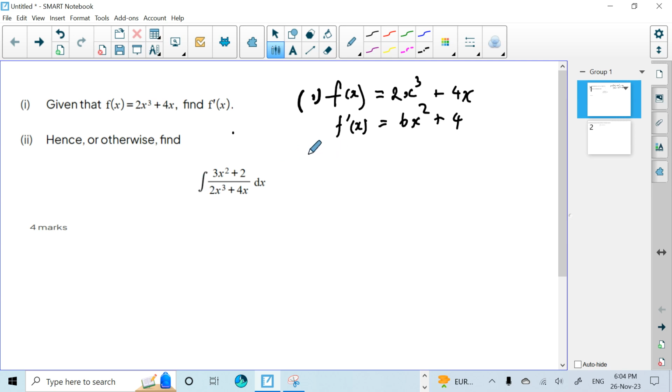And using the reverse chain rule, and this time write it out, the integral of f prime of x divided by f of x dx will be equal to log of f of x plus c, the log of some function of x plus c. I'm looking to employ that.